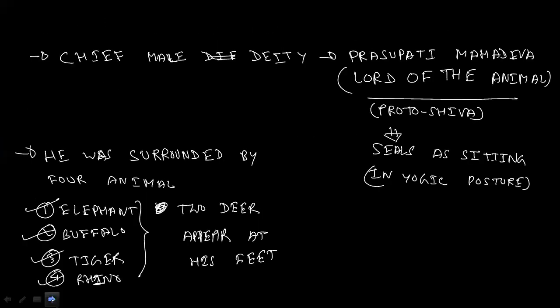In the next part we will discuss the script and language of the Indus Valley civilization, then port city, what are the other animals, then the trade and commerce, like this.